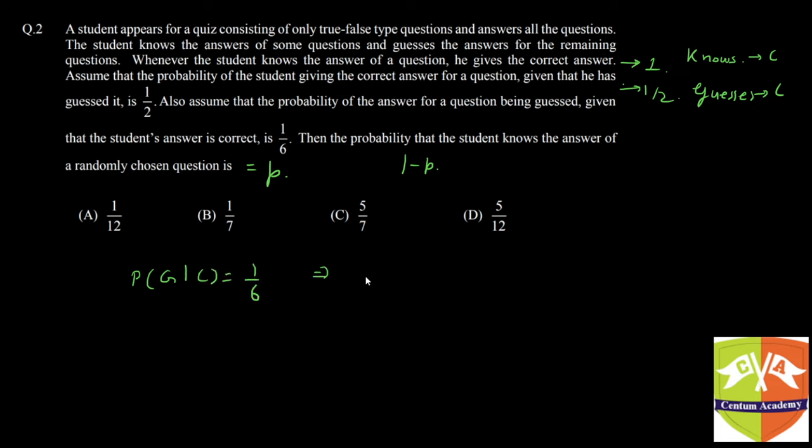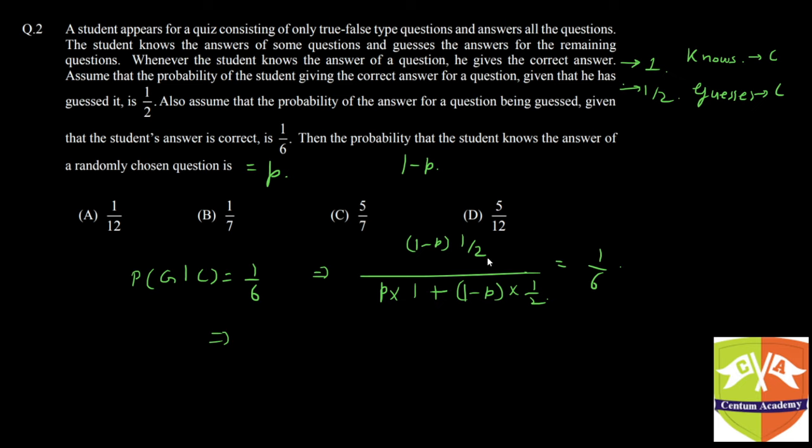So using conditional probability, in the denominator, what is the probability of a question being correct? There are two cases. If he knows the answer, whose probability is P, he will mark the correct answer with probability 1. Or he guesses the answer with probability 1 minus P, and then the probability of getting it correct is half. And in the numerator, what do we want? That he guessed it and then got it correct. So that is 1 minus P times half. And this whole thing is given as 1 by 6.